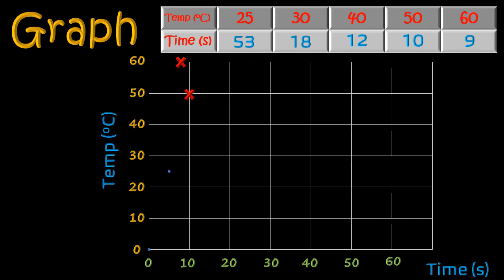So going by that, we'll have it that at 12, we are going to have a temperature of 40. At 18 seconds, that's when we get to a temperature of 30. And lastly, at 53 seconds, we have our temperature of 25. We are then supposed to have that as a smooth curve following as so. And that's the way we plot the graph for temperature against time.